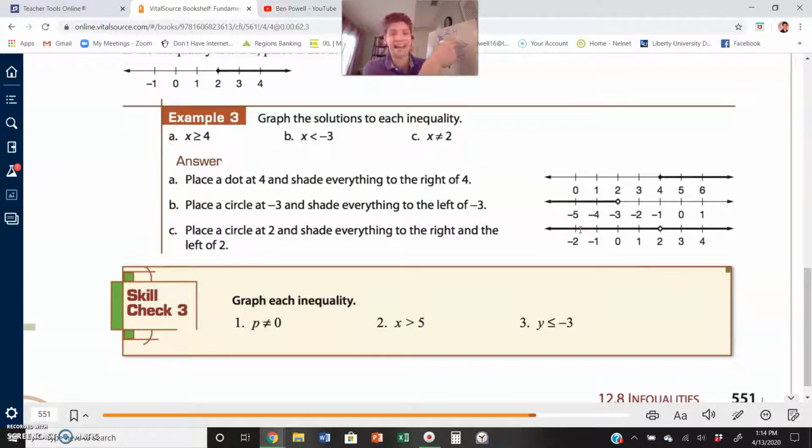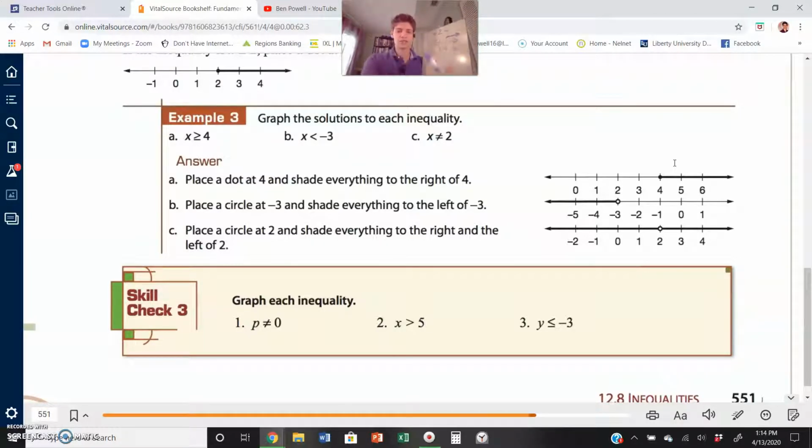So we put a closed dot. Now we have to draw an arrow. Notice how they have arrows on either side. So how do we know which way the arrow goes? Well, that's pretty easy because this looks like an arrowhead. So all we do is draw an imaginary line, and the arrow is going this way because x is greater than 4. So what are the numbers greater than? They're this way, 5 and above. So this is your answer.